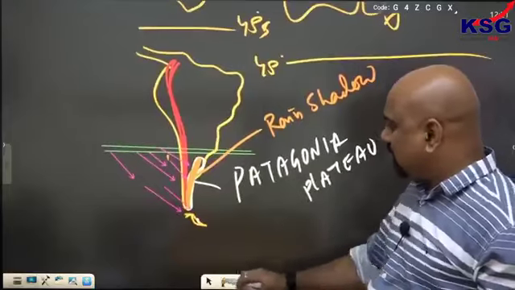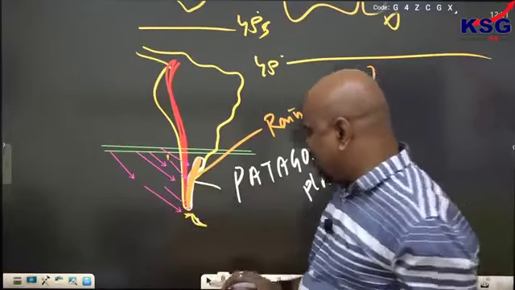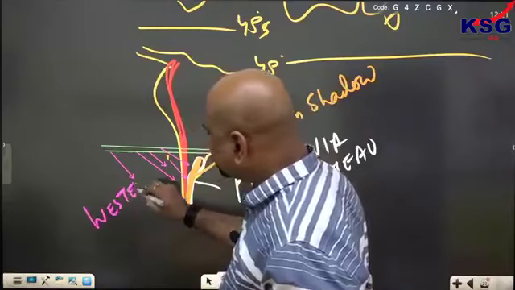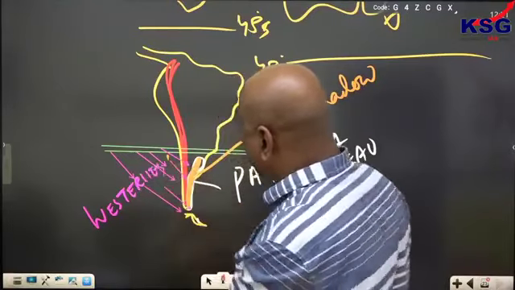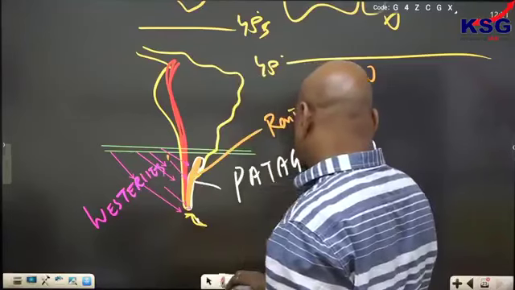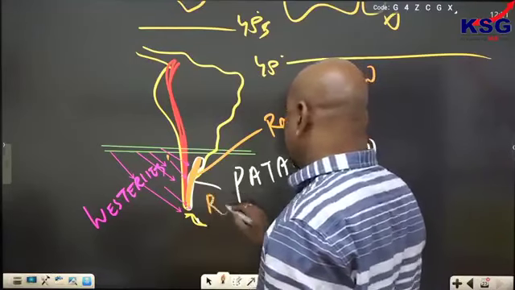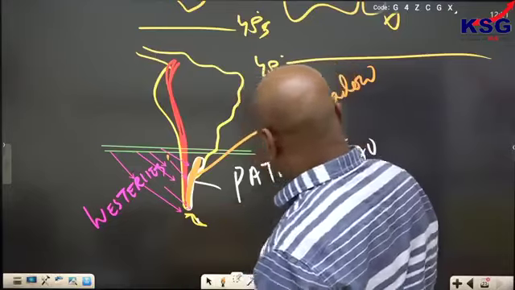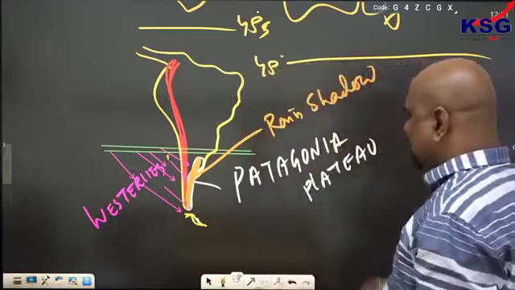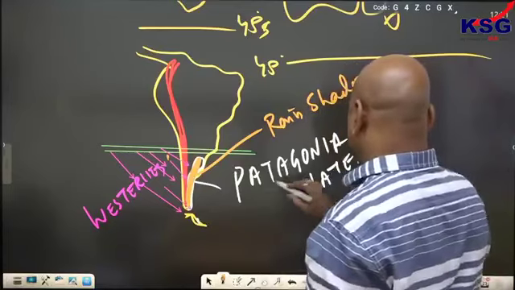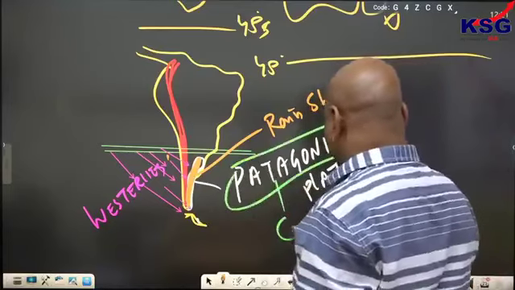Is it not? You got it? ये इधर से westerly wind आ रहा है. This westerly wind is coming here. Here is a rain shadow effect. I am saying this is a rain shadow region. So Patagonia upland has a rain shadow. So Patagonia became a cold desert.